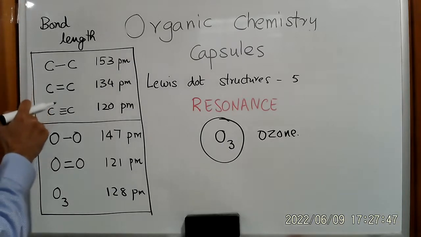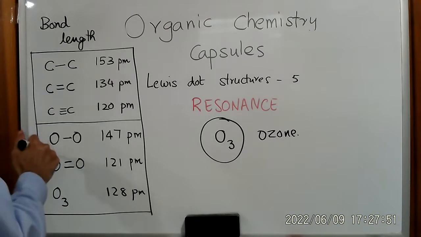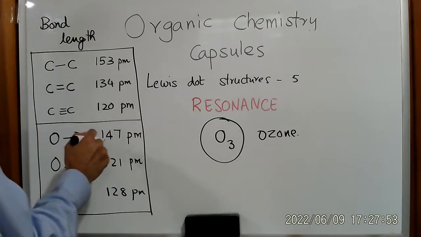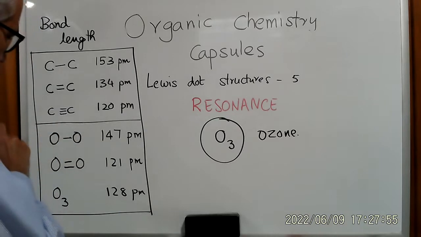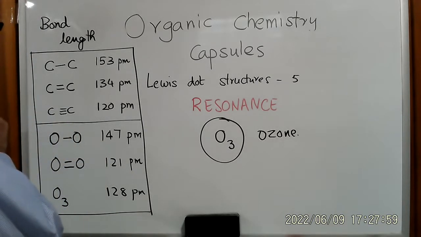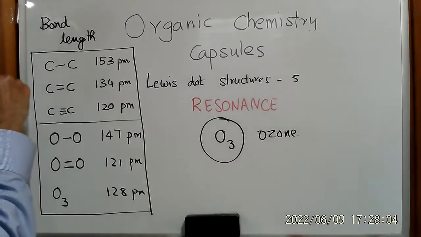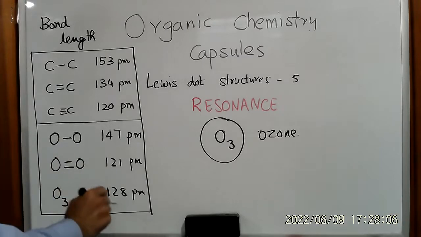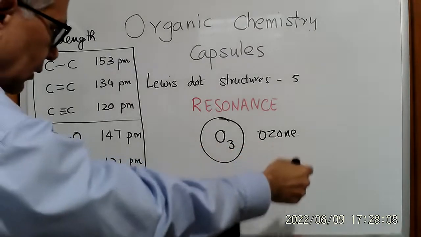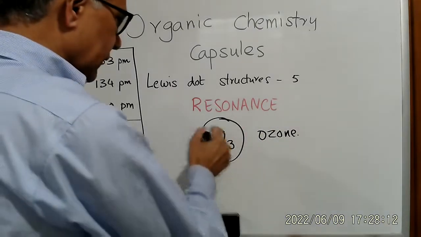Okay. Same thing is observed with oxygen bonds too. Oxygen single bond, 147 picometers. Oxygen double bond, 121 picometers. Okay. So let's keep that, and we'll come to ozone after we come up with a structure for ozone.